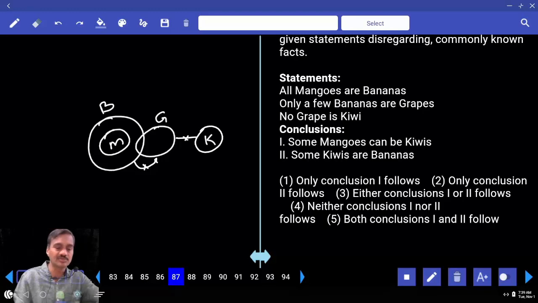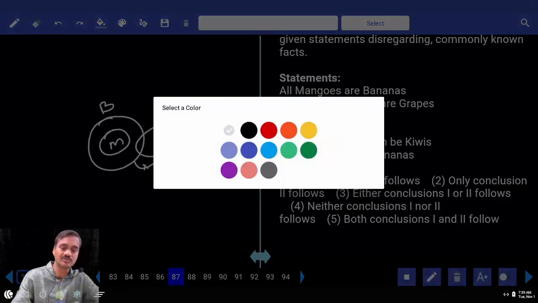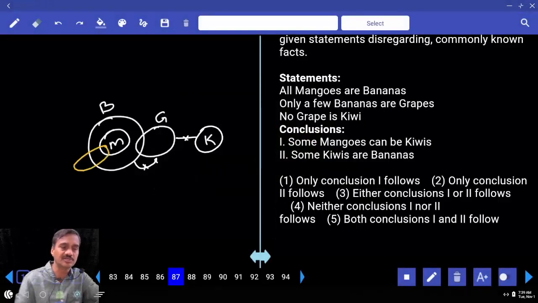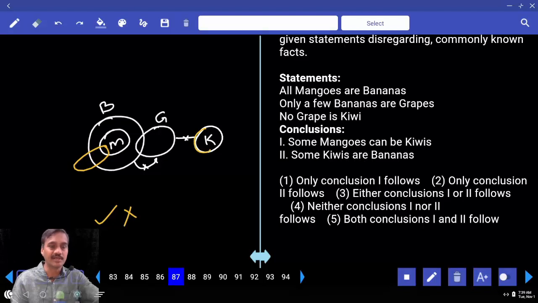And some mangoes can be kiwi. Konni mangoes kiwis ayye chance undi annadu. Kiwi ikkada raskune chance unda leda? Yes, it is true. And some kiwis are bananas. And some kiwis are bananas, as of now it is false. Definitely true kaadu kada, kiwi ikkada undi, banana ikkada. Adi possibility ante ikkada raasevaaru. And so what is your answer? Only one, choice 1, 87.